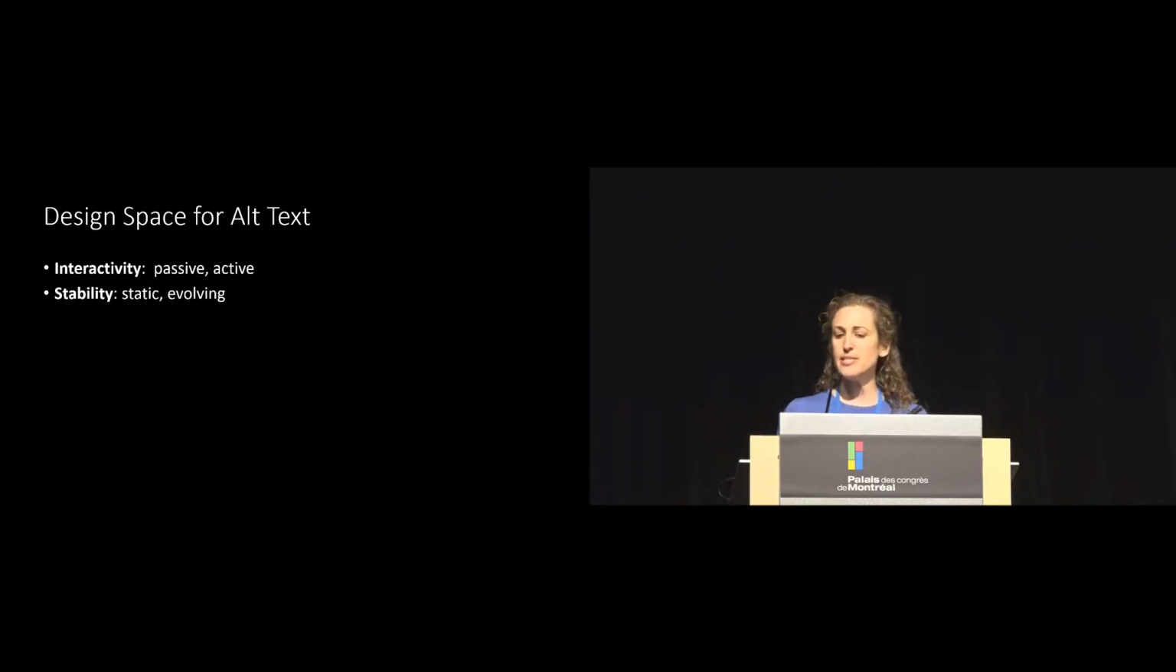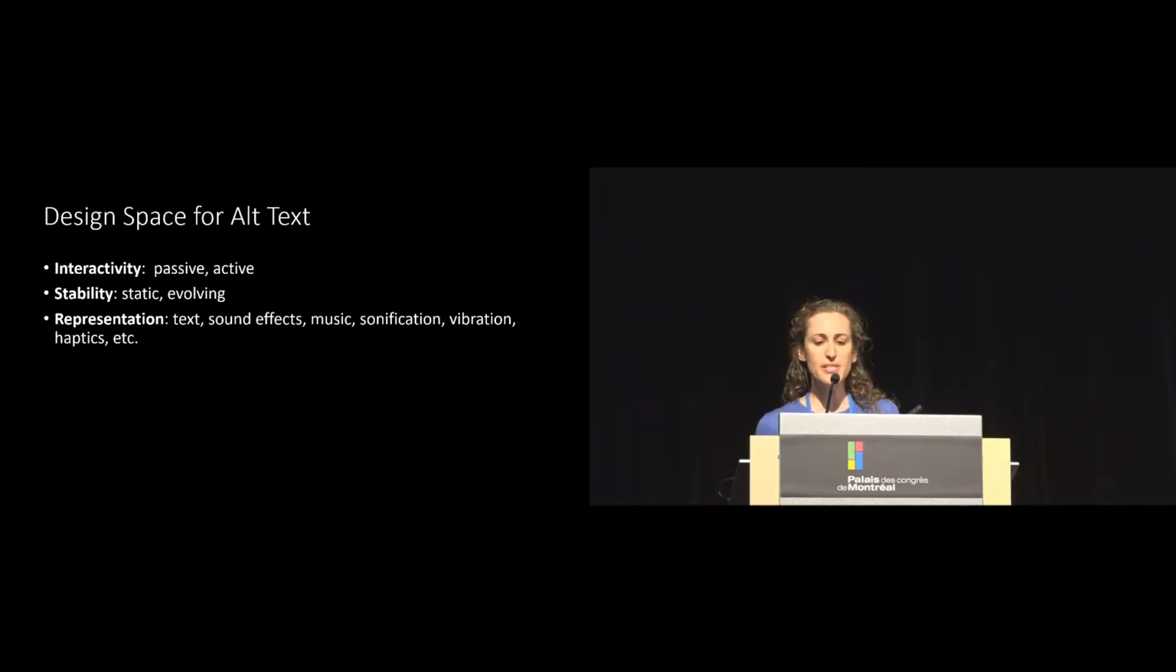The second dimension is stability. So standard alt text today is static. The content author produces a single caption for the image. However, there are many reasons why a caption might evolve over time. For example, you might want to add additional content that's been requested by an end user, or to correct mistakes made by an automated system, or perhaps include user feedback on the caption quality.